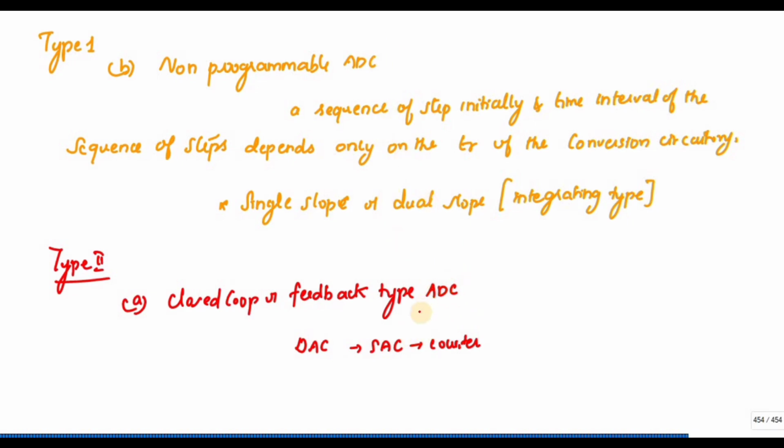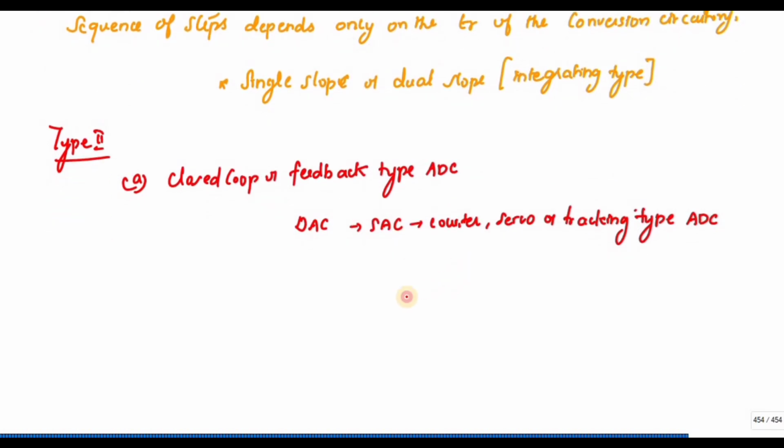I think the counter type and servo or tracking type ADC will come under this category, where there is my analog input and the output from the DAC, which are compared. Whenever they are equal, it will stop. Such types of analog to digital converters come under this category.